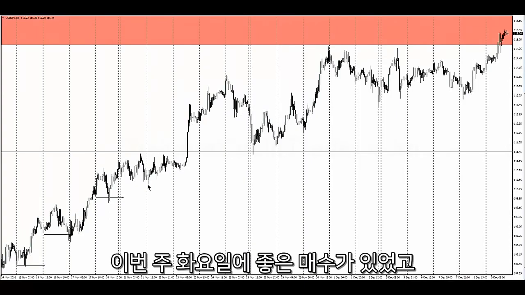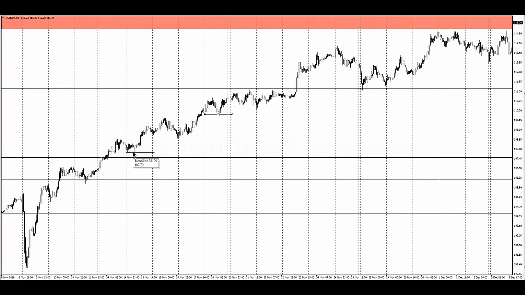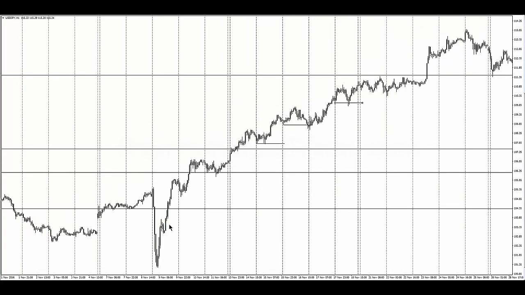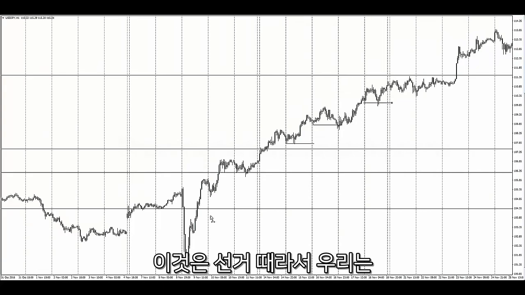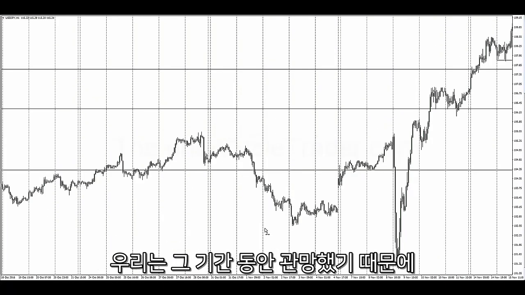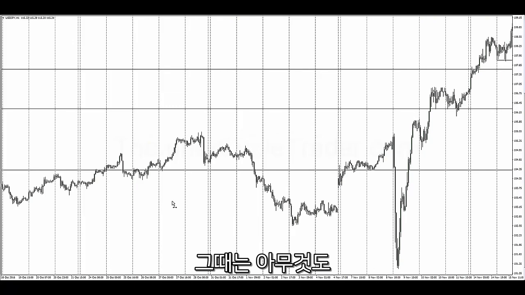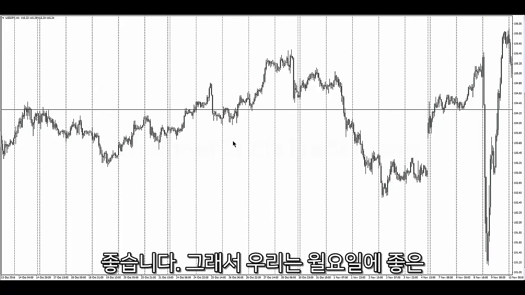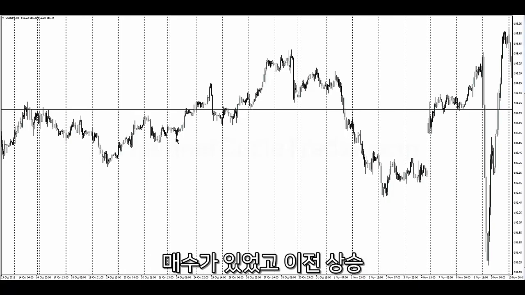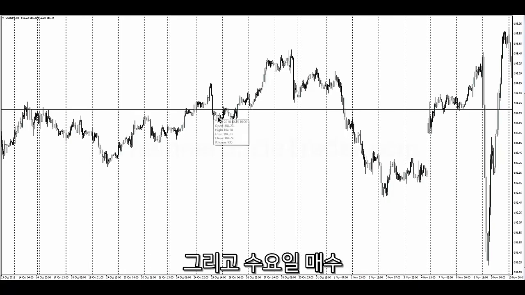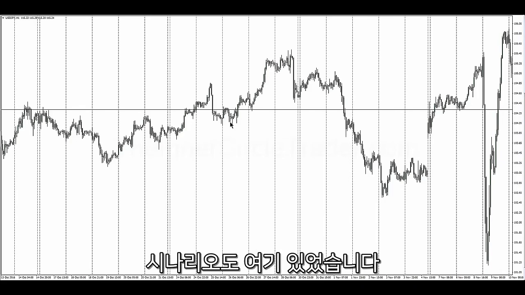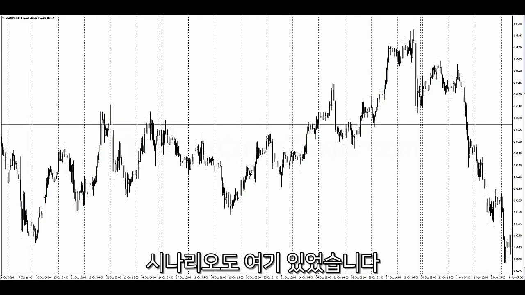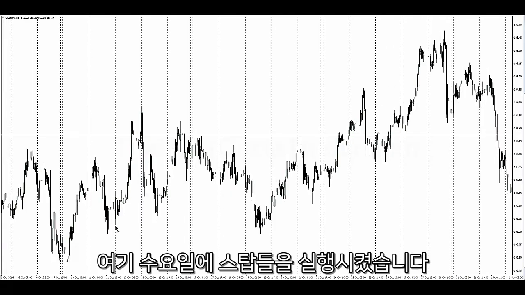Nice buy on Tuesday here on this week. Nice buy on Tuesday here and on Thursday. This is the election, so we're not going to talk about that one. We were on the sidelines for that period, so we would not have been looking for anything on that one. Okay, so we have a nice little buy on Monday, turn back to the previous bullish order block. And then we have a Wednesday buy scenario in here as well. Running the stops here on Wednesday.